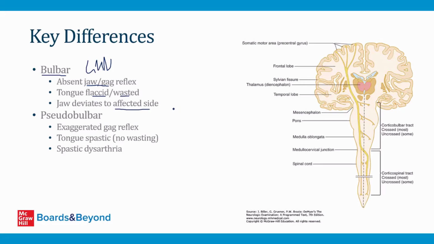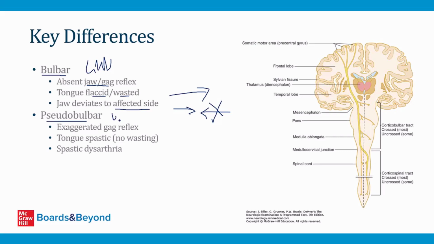So the way the jaw muscles work is they both kind of push the jaw towards the midline. So when you lose one side, the other side dominates and it's going to push the jaw in the direction of the lesion. In contrast, a pseudobulbar palsy, which remember, you have to have bilateral lesions of the corticobulbar tract.